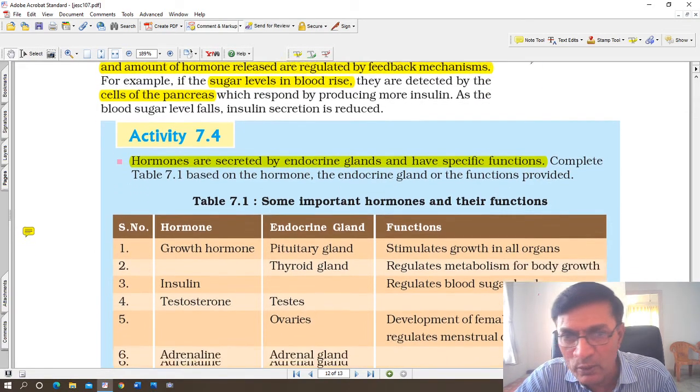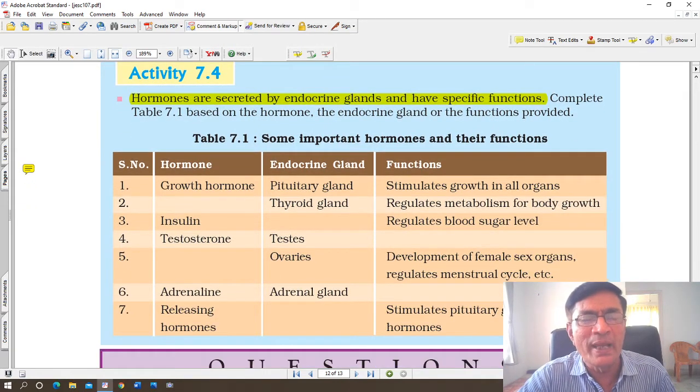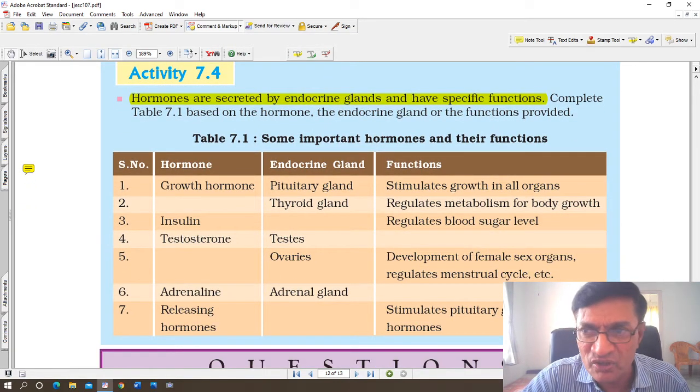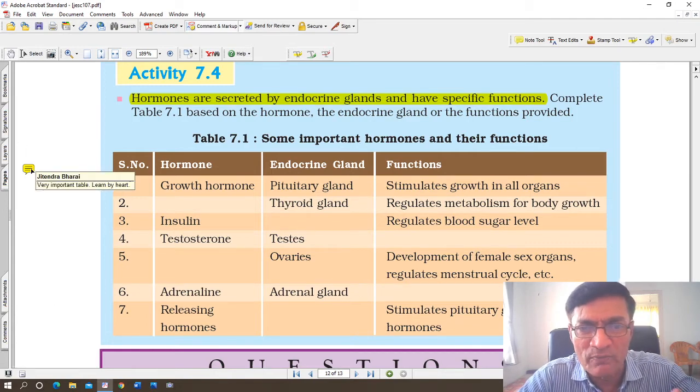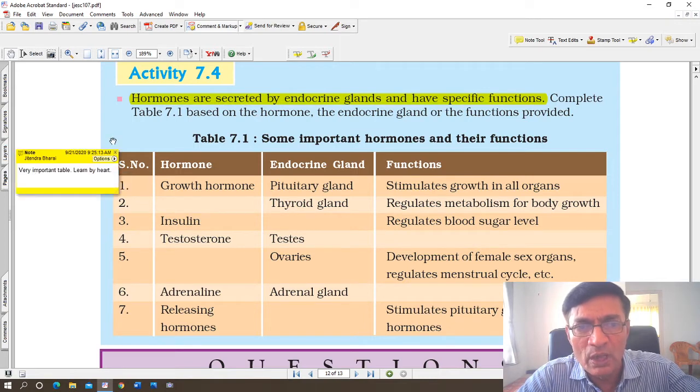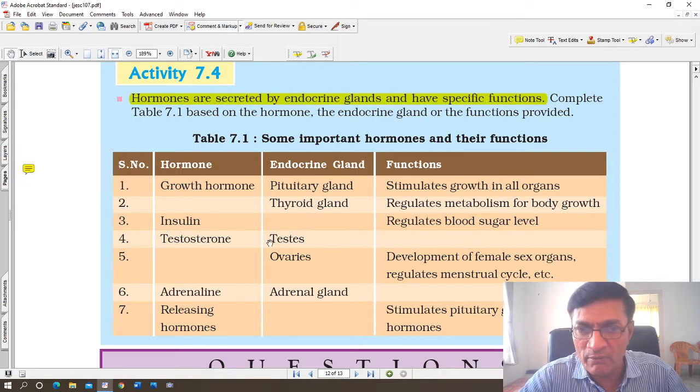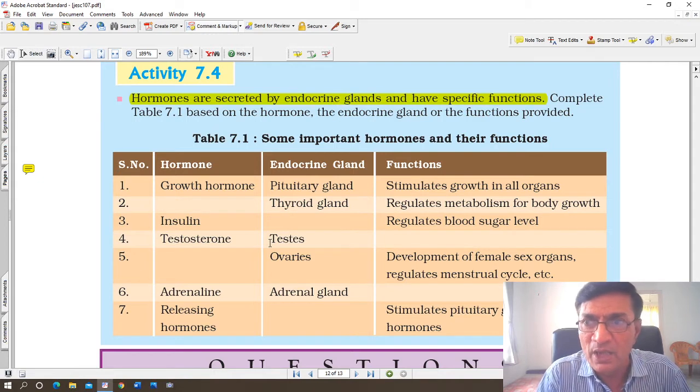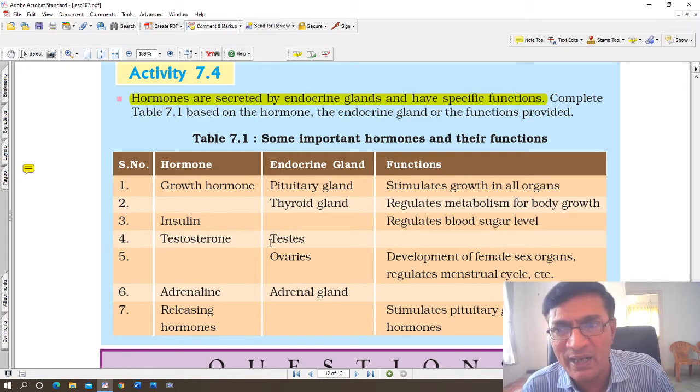Alright. Now look at this. Hormones are secreted by endocrine glands and have specific functions. Complete table 7.1. This has been completed. It's not possible for me to write this because there are certain restrictions in using this. You cannot simply write within the pre-written. This is something that you can read on. The table cannot be completed here, but I have given this in the PDF. Hormones are secreted by endocrine glands and have specific functions.